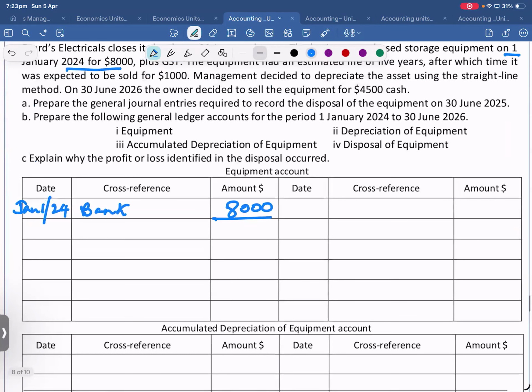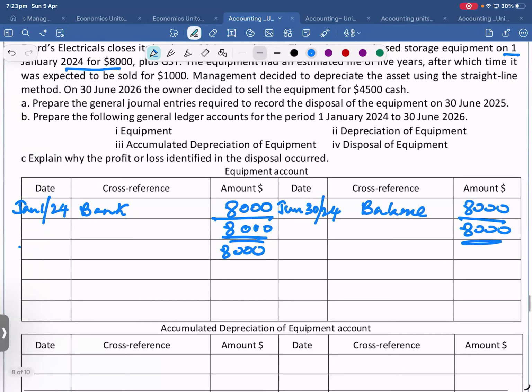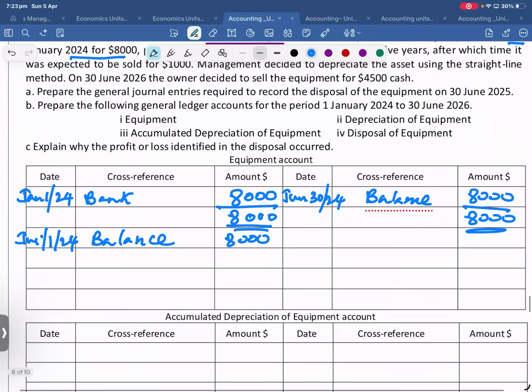That is June. Yep. June 30th, 24, yes. We'll say balance here, 8,000, and opening balance also will be 8,000 as of July 1st, 24, balance. So this is the normal way of balancing, right? Even if you don't know depreciation, still you can do this one.